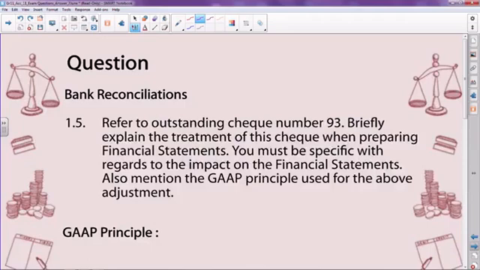Okay, the next question, this is actually our last question on Bank Recon, so 1.5. Refer to outstanding check number 93. Briefly explain the treatment of this check when preparing financial statements. You must be specific with regards to the impact this has on the financial statements. Also mention the GAAP principle used for the above adjustment.